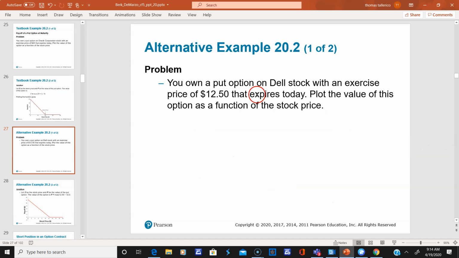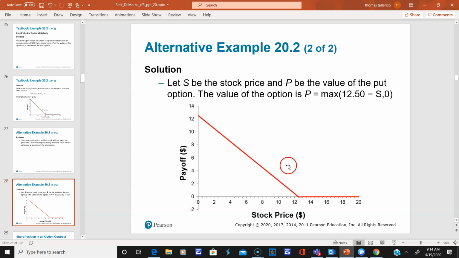So here's another example. Here's Dell. Here's the strike price, $12.50. And it expires today. So you've got to plot the value of this option as a function of the stock price. And here it is now, right? Again, here's the put option, right? Here's the P. So this would be the payoff for that put option. And here's $12.50, right?